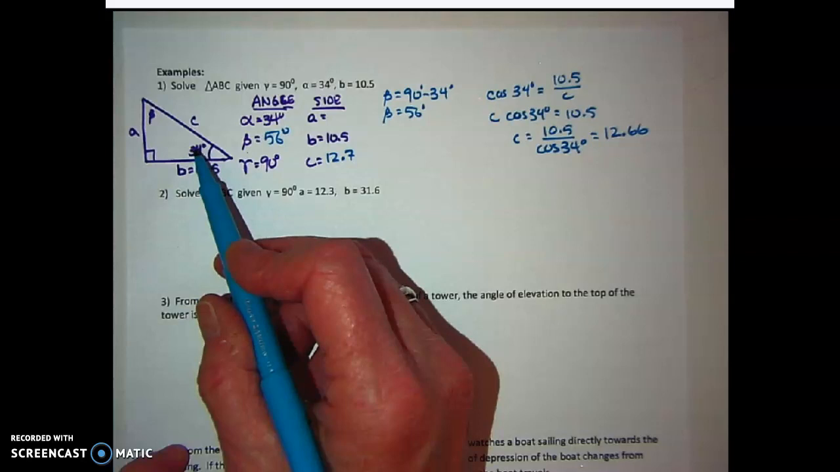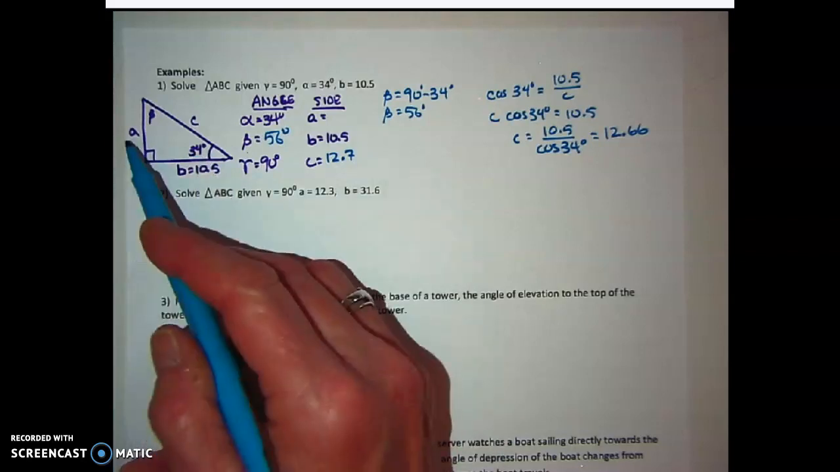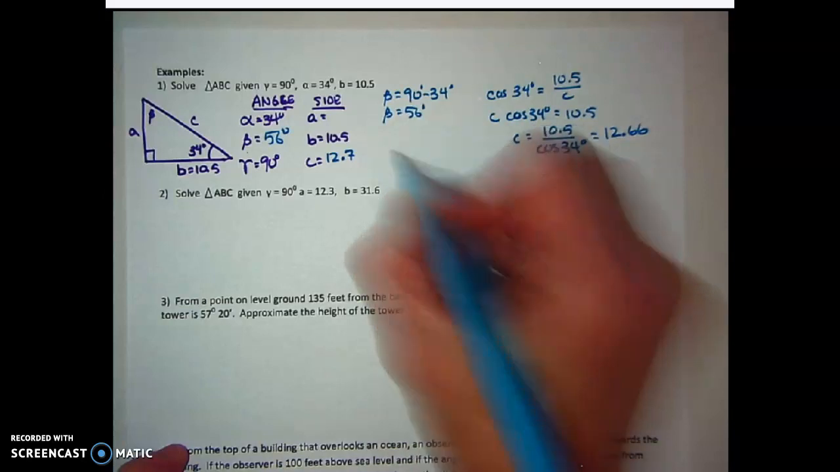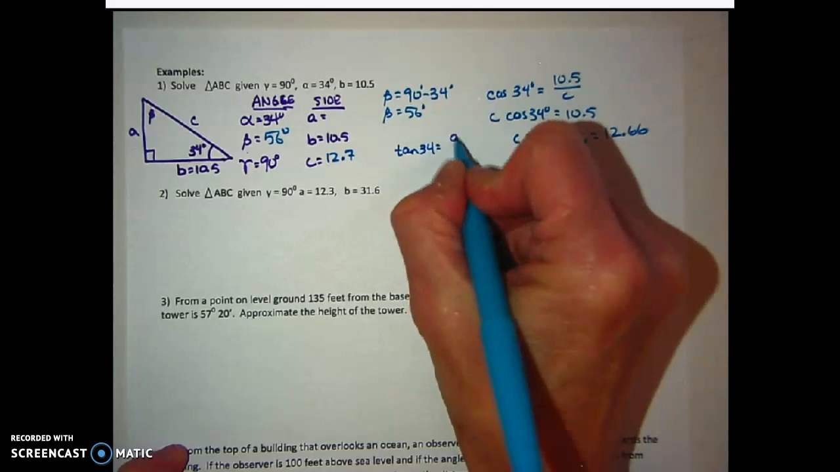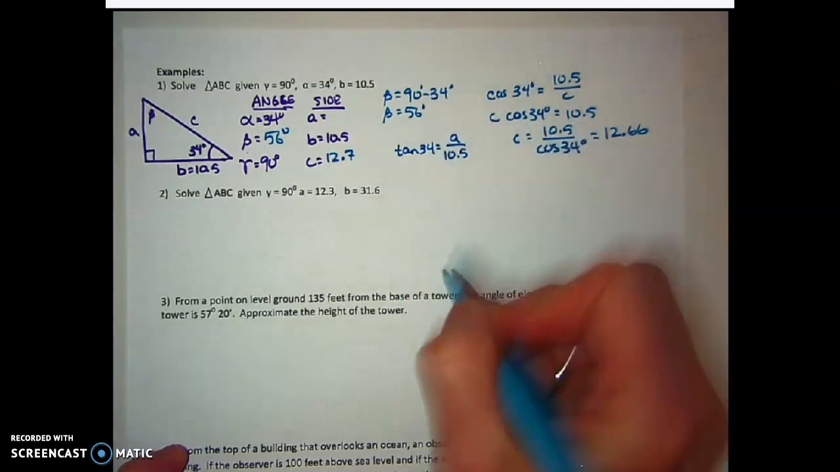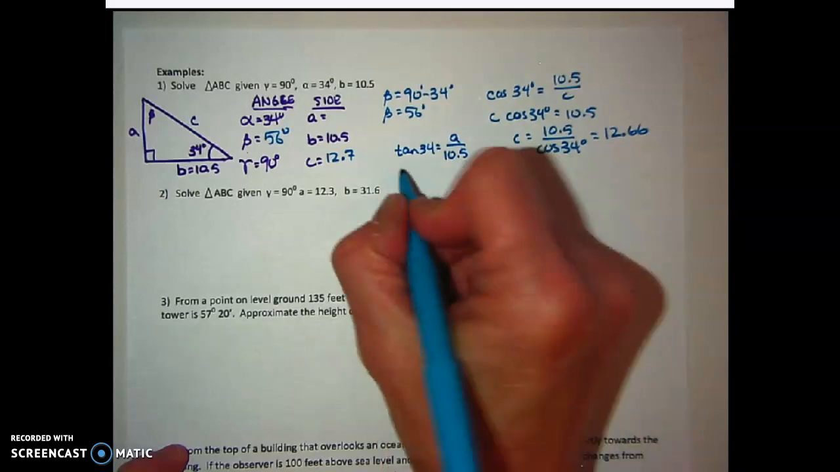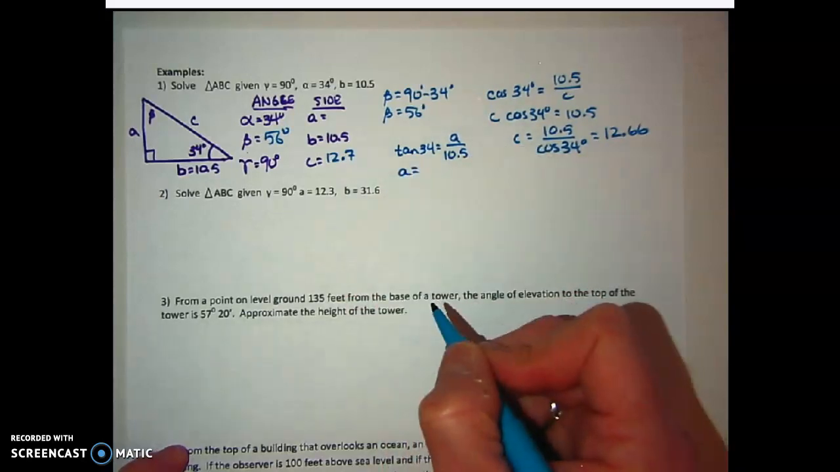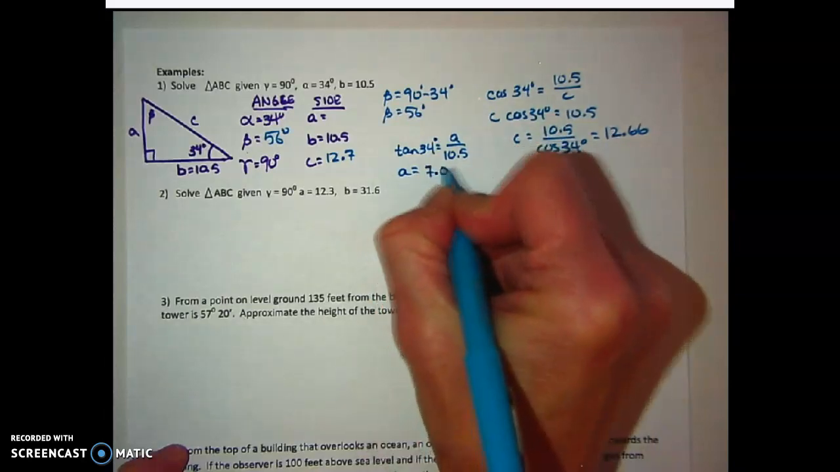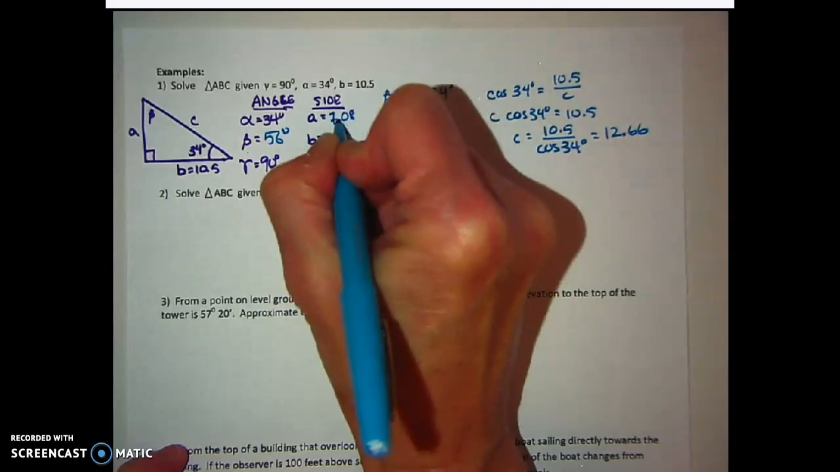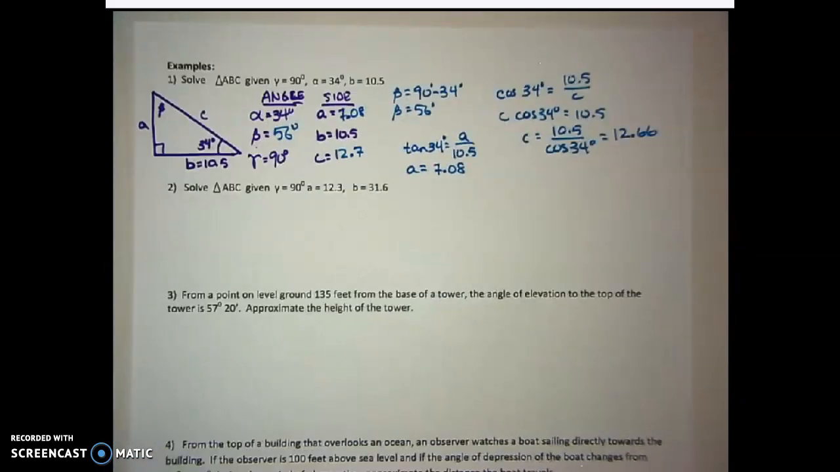So now if we look at angle 34, I have the opposite side and the adjacent side. So now I can use that the tangent of 34 degrees is the opposite over adjacent. And again, multiplying both sides by 10.5, and then taking 10.5 times the tangent of 34 degrees, I can find that A is 7.08. So now I've found all the missing sides of my triangle. I have solved that triangle. I would challenge you to pause the video and attempt to solve problem 2 on your own.